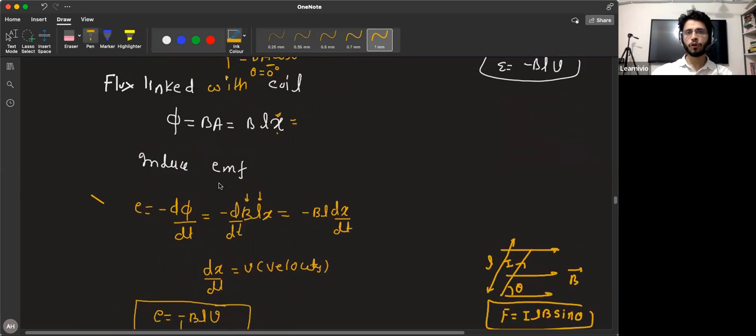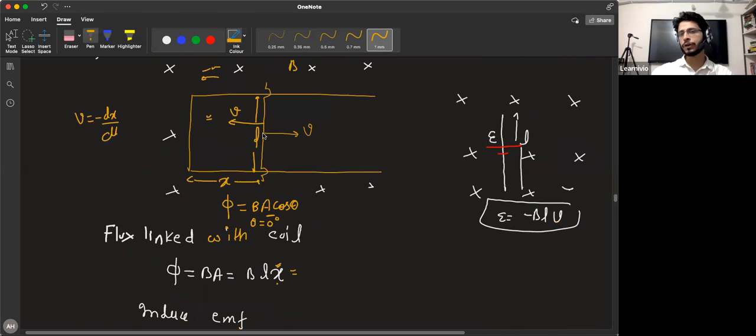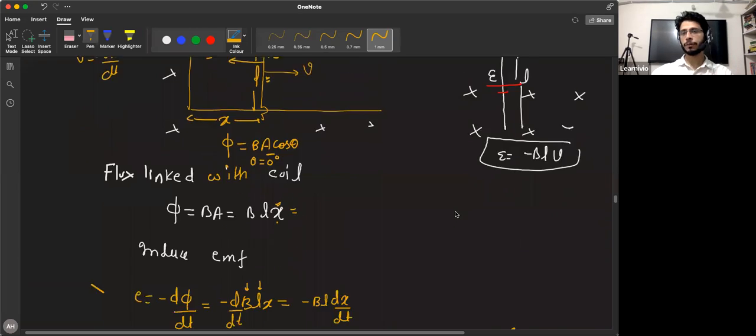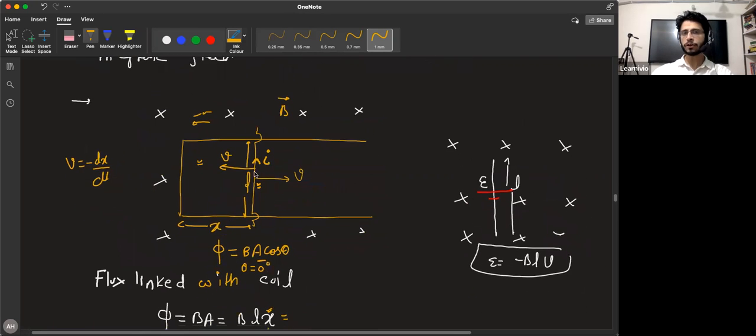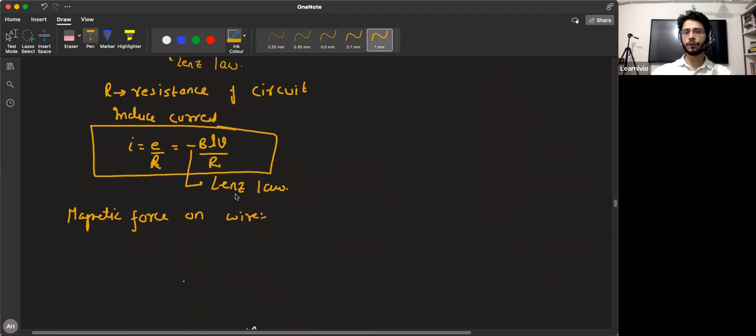So here also, if you look at this figure, some induced current will flow through the wire. Using Lenz law, you can decide the direction of current will be upwards. So you have a current carrying wire placed in a magnetic field. This current carrying wire should also experience a magnetic force. For this magnetic force, you need a wire carrying some current placed in a magnetic field. Magnetic field will exert some force over the wire, which is ILB sine theta. Same force will act over this wire also. So first of all, we need the magnitude of that force.